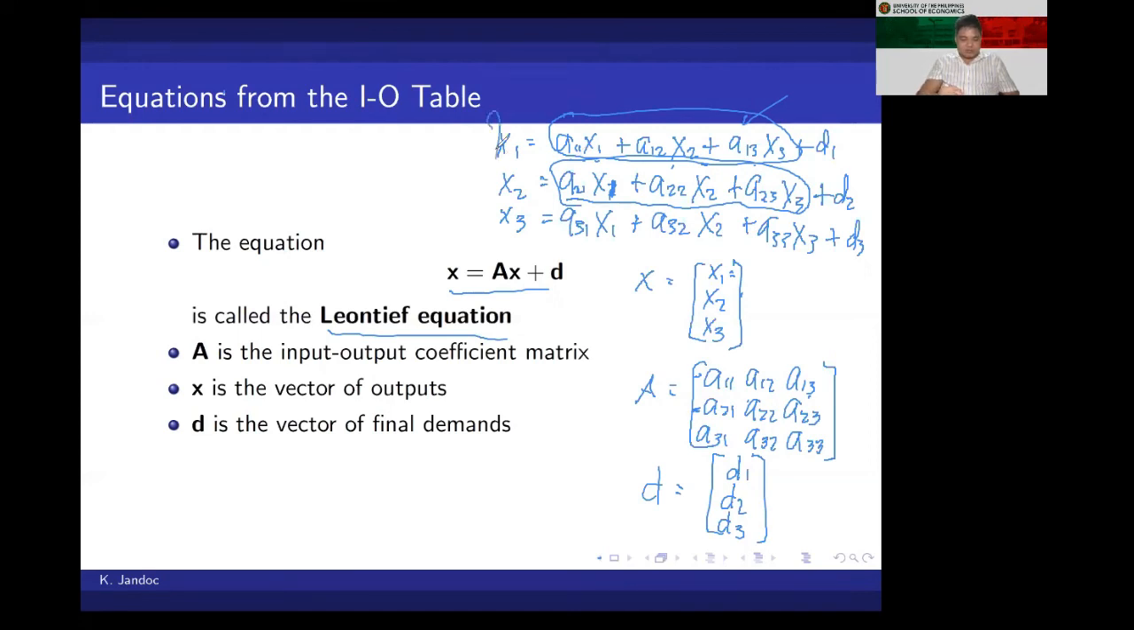So you can represent these three equations in matrix form into this equation, which is called the Leontief equation. A is the technical coefficient matrix, or the input output coefficient matrix. X is the vector of outputs, 1, 2, 3. In this case, we have agriculture, industry, and services. And D is the vector of final demands accruing to each of the sectors respectively, D1, D2, D3.